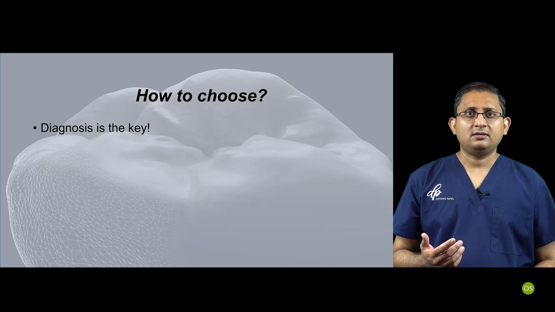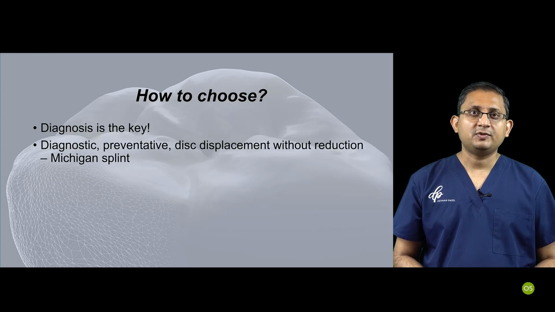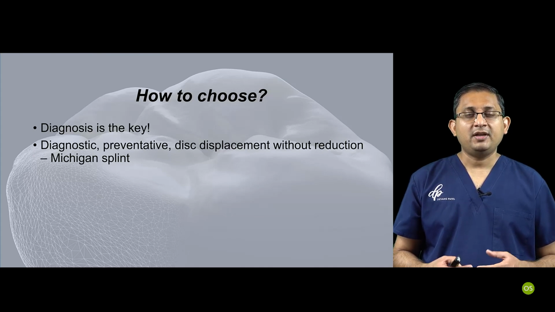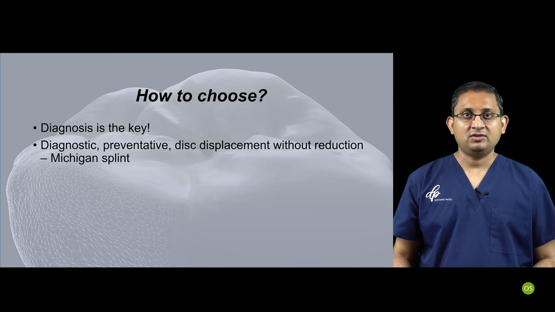So first of all, diagnosis is the key. As we discussed, you need to really assess what is the reason you're giving this patient a splint. So if I'm using a splint for diagnostic purposes, preventative purposes, or cases where a patient has pain and disc displacement without reduction, I would give the patient a Michigan splint. Now, if the patient has disc displacement without reduction, and you have someone who is more experienced than you, or a TMJ specialist, then you should refer the patient to them.